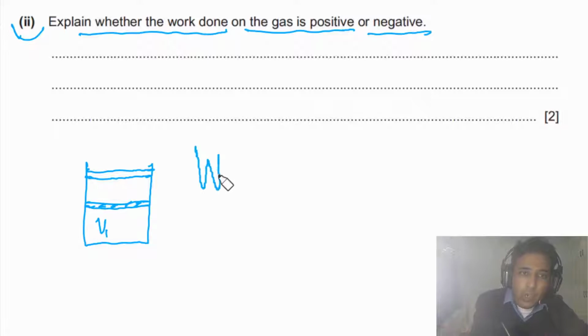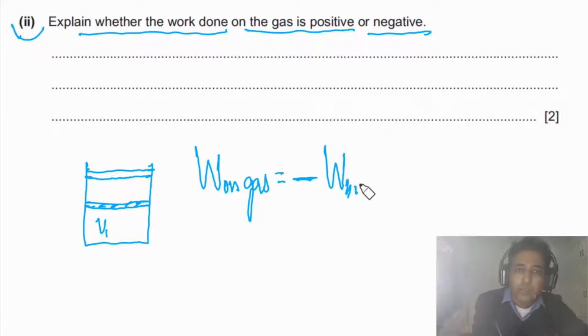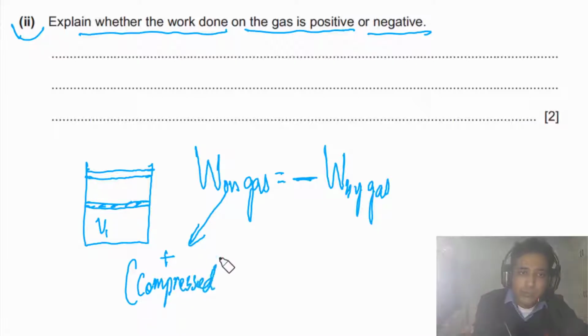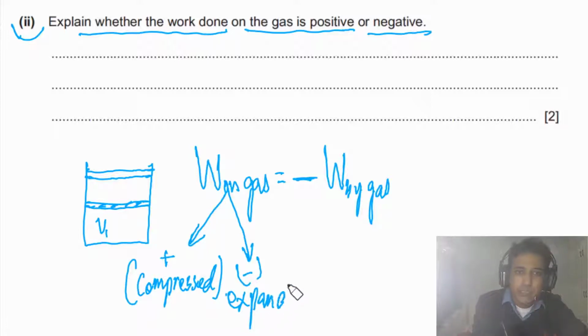And work done on gas, in this case, will be the negative of work done by gas. So work done on gas is negative because in this case the gas is expanding, so work is done by the gas. If the gas is compressed, then work done on gas is positive. So this is one thing you can remember. And work done on gas is negative if the gas expands.